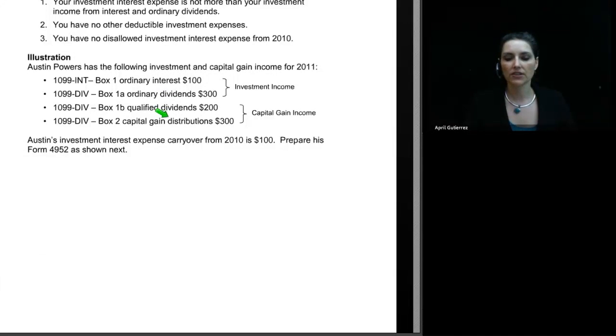And then in addition to the dividend and interest income, he also has on the same 1099 DIV capital gain distributions in the amount of $300. So he has $200 plus $300 equaling $500 of capital gain income. And up here he has $100 of interest plus $300 of dividends, of which $200 is qualified dividends, leaving only $100 of dividend income being actual investment income. So in the end, we have $200 of investment income and $500 of capital gain income. You all with me on that?